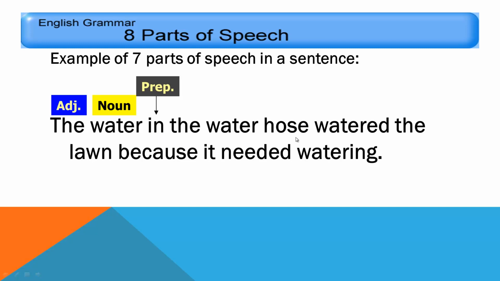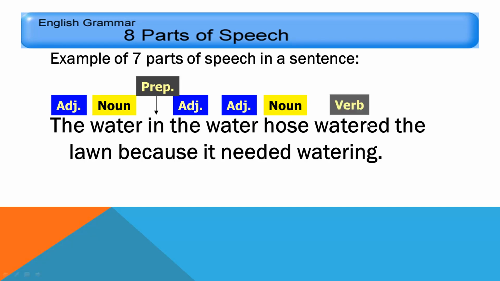So hose is really the noun here, which means I can kind of work back from this and say, well, water here isn't so much a thing as it is a descriptor for hose. It's telling you which kind of hose we're talking about. And the is also telling you which hose. So we've got adjective, adjective, noun. Watered, then, is what this water is doing. So watered has got to be my verb.